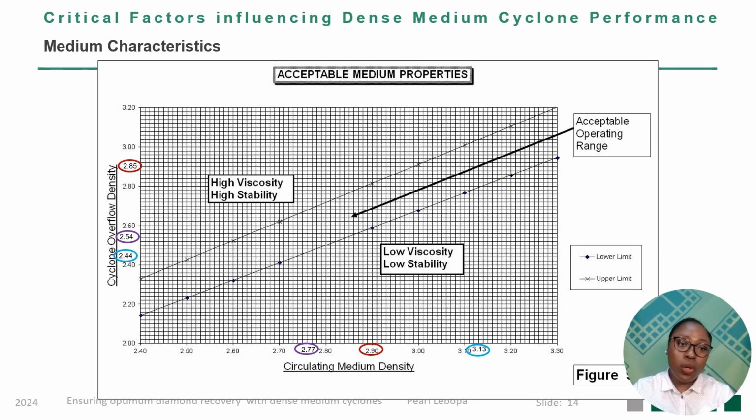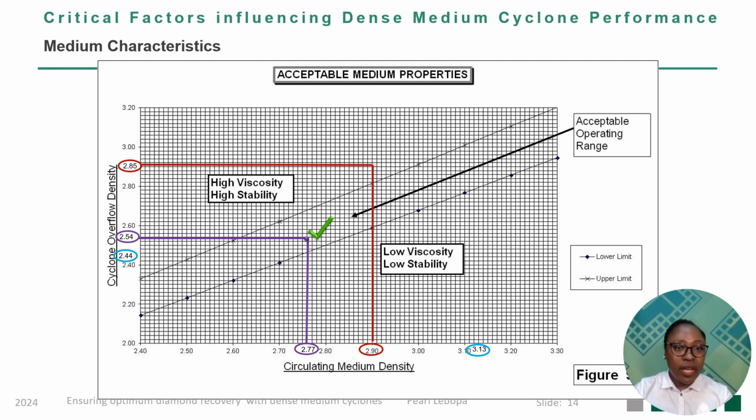Alternatively, to using the calculation, a graph can be used to determine whether the medium is viscous or unstable. Looking at the first scenario, where you have a feed density of 2.77 and an overflow density of 2.54, you can see that the differential sits between the 3 and the 12%, which shows across the green cross that your medium is stable.